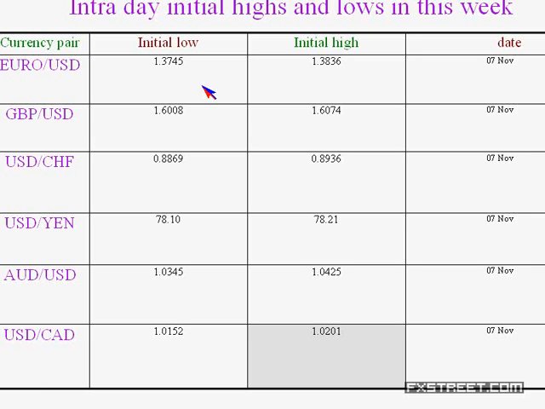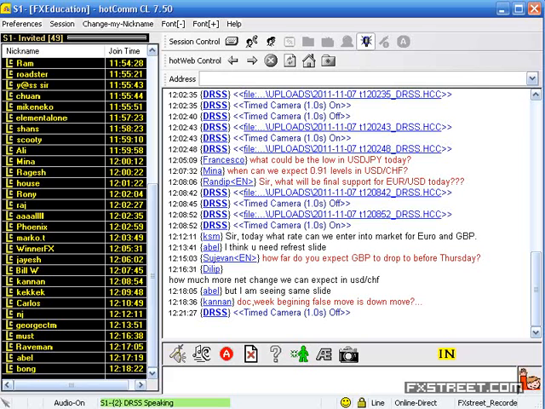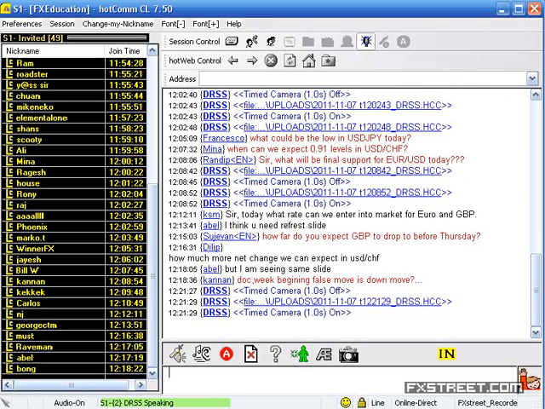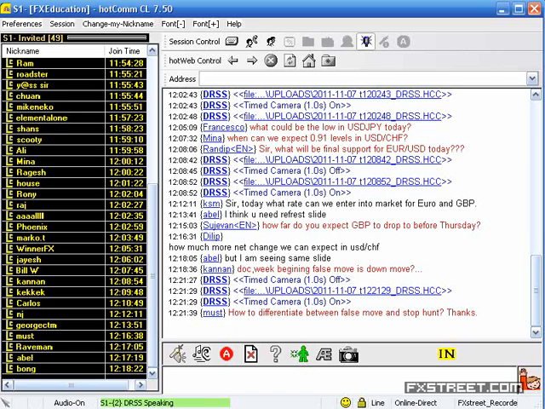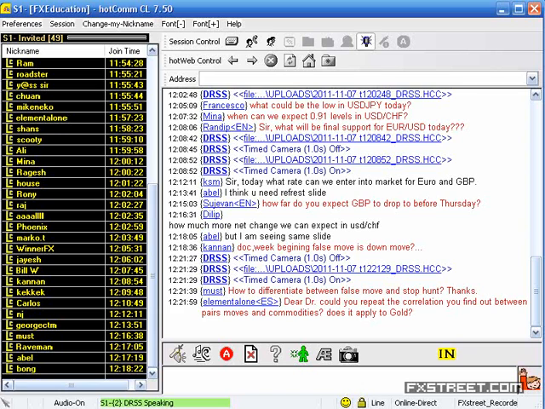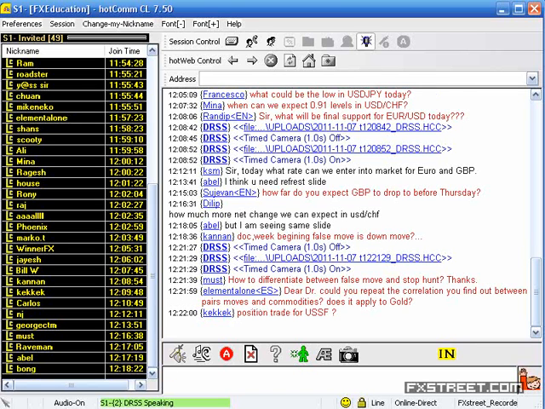So let me minimize the PowerPoint presentation and focus the camera on the live market code page and take up the questions which are asked here. Then Francisco, what could be the low in the case of USD yen today? USD yen, they made a brief downward stop and gone above the initial low, 78.10.